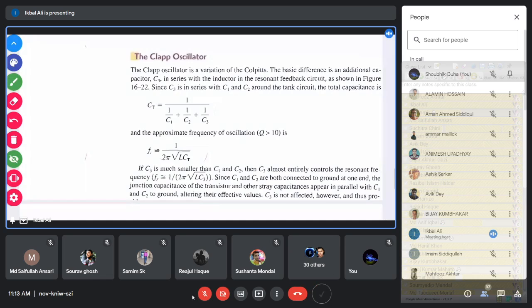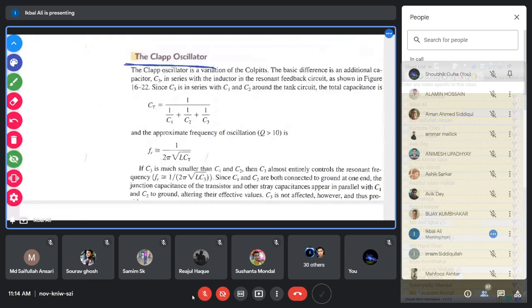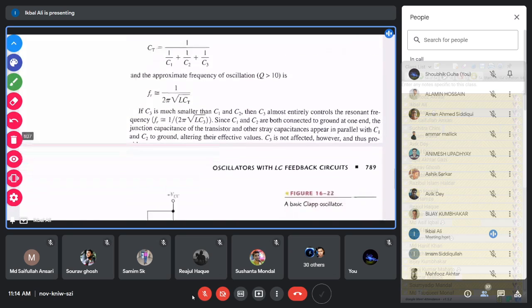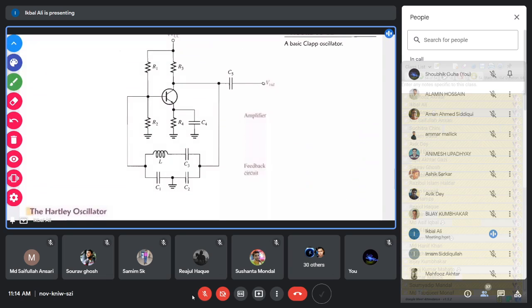So this is the Clapp oscillator circuit. In the Colpitts oscillator, the frequency of oscillation depends on the transistor junction capacitances, which actually changes the frequency. Now this Clapp oscillator circuit will almost remove that problem. The junction capacitance problem will be removed by this Clapp oscillator. What you have to do is just modify the Colpitts oscillator very slightly. Everything is the same.